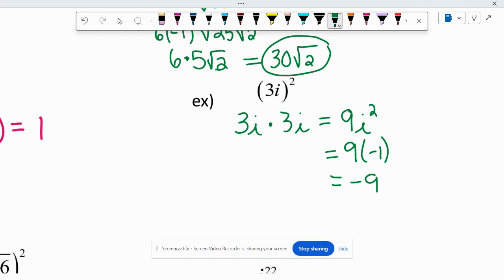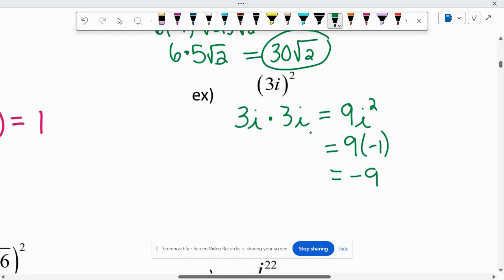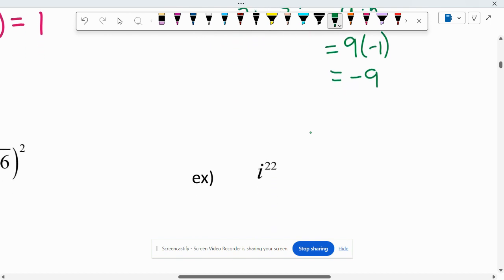I would not skip the step of taking i times i and writing down i squared. I know in your brain you know that it's -1, but I would still write it down because these are only going to get harder and you don't want to just botch it. Okay, next one.